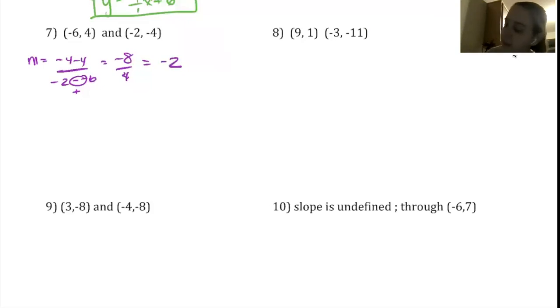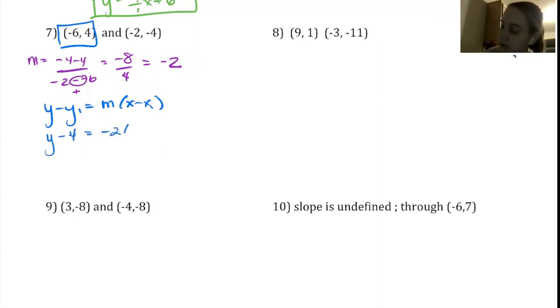Then I would use that point slope form, y minus y1 equals m times x minus x1. Choose one of the points. I'm going to go for the first one. So y minus 4 equals -2 times x minus a -6, minus a negative is plus. Y minus 4 equals -2 times x plus 6.